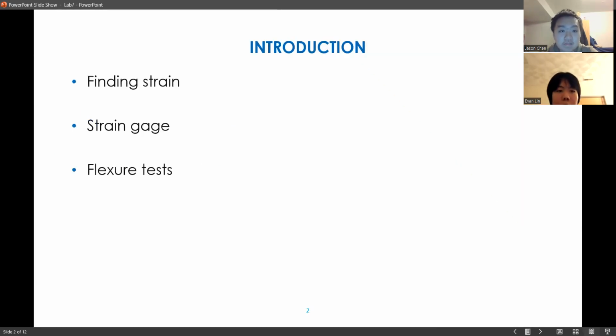So in Lab 7, the objective of this lab is to be able to understand what a strain gauge does and its purpose. In the context of this lab, we're using a strain gauge to measure the strain in a specimen undergoing a flexure test, or like a bending test.